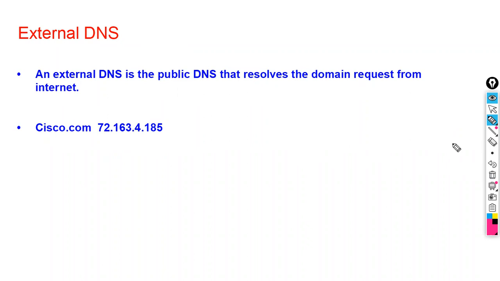So if you want to access cisco.com, the request will go to the external DNS. It will resolve the name to IP address.